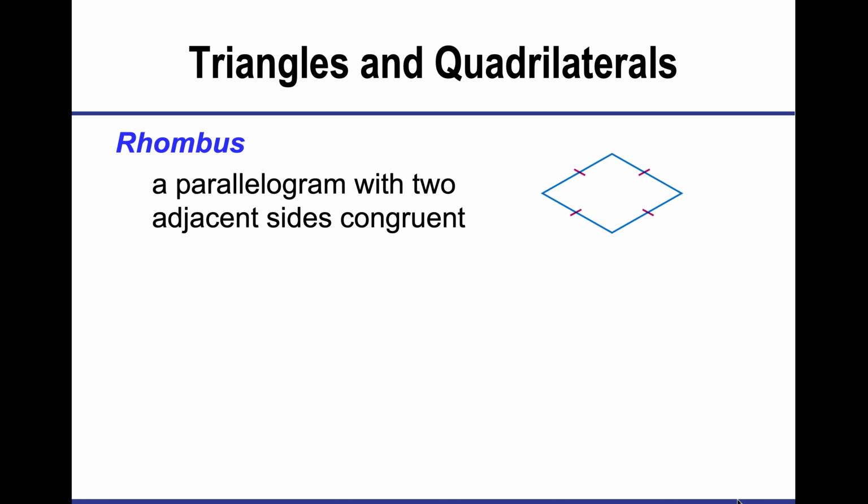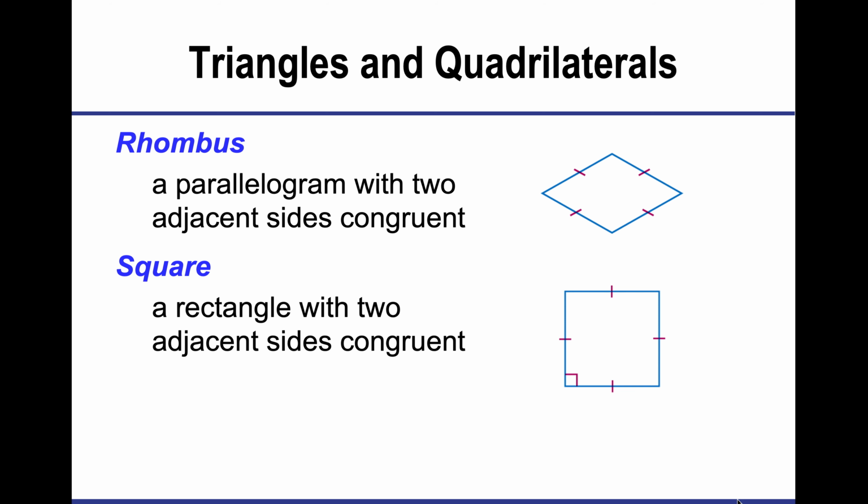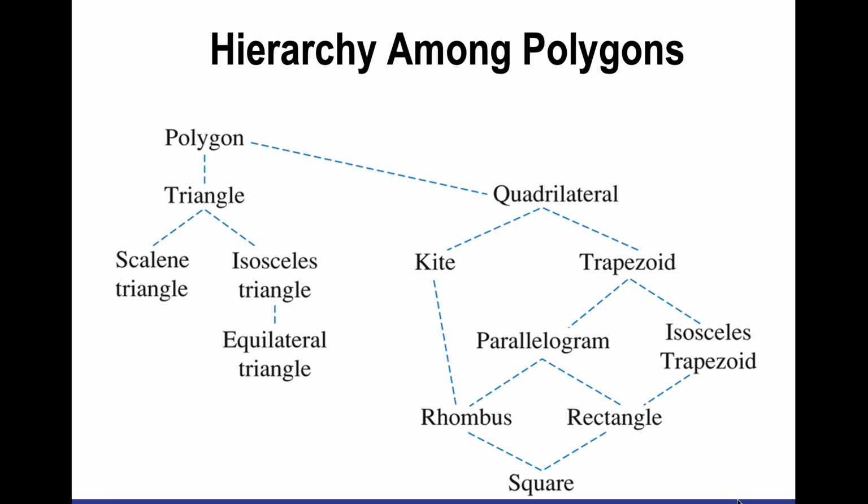A rhombus is a more specific parallelogram. There's no requirements for the angles, but all the sides have to be equal, which brings us to a square, which is like a rhombus, but every angle is 90 degrees. There's a requirement for the angle in a square. There is not a requirement in a rhombus.